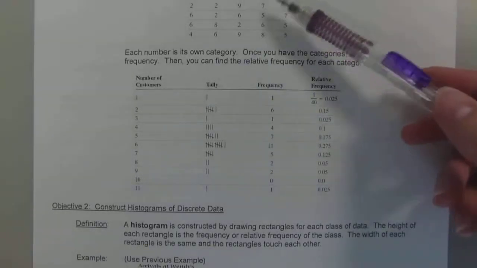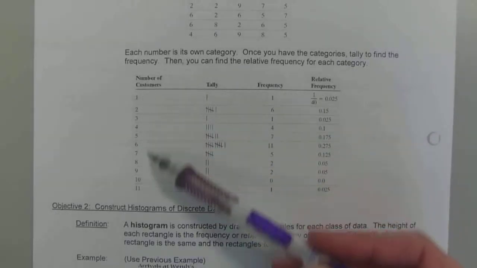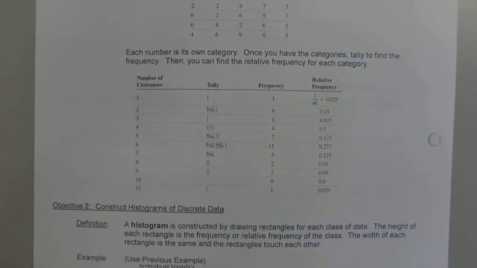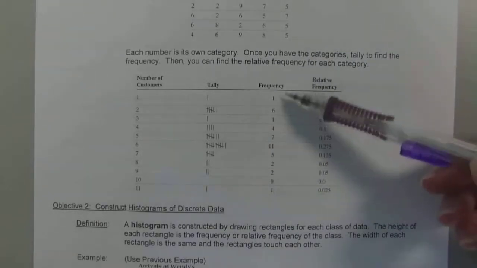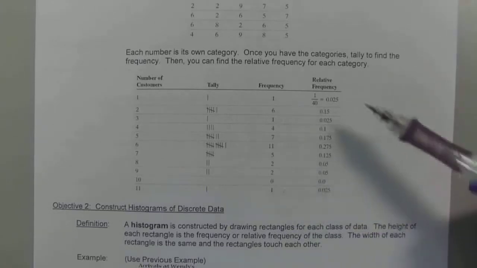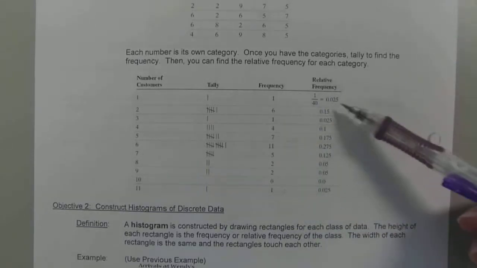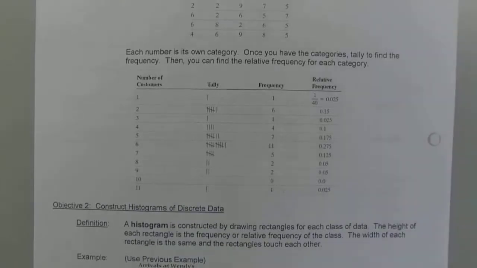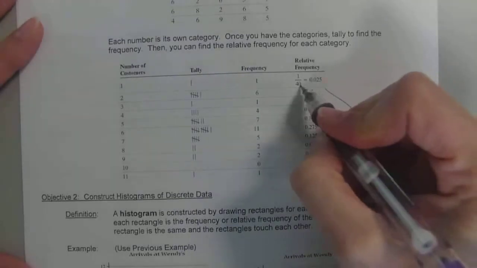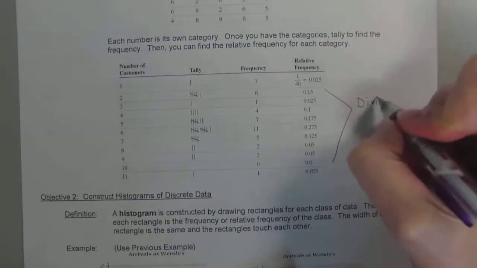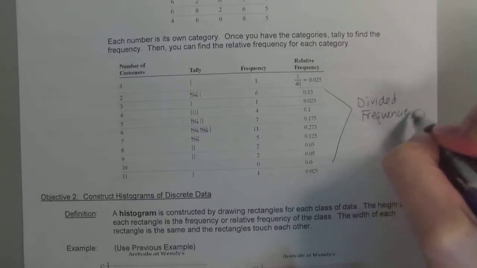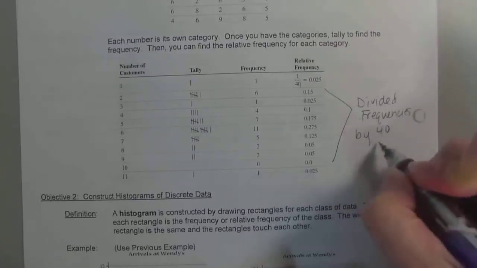But since the data didn't range that much, they just left all your categories the single numbers, 1 through 11. They counted and tallied how many of those occurred, and they wrote them in their frequency, just like we had on 2.1, a frequency distribution. And then what they do over here, how'd they get all these numbers? They divided by what? The total of 40. Divided frequencies by 40, which was the total.